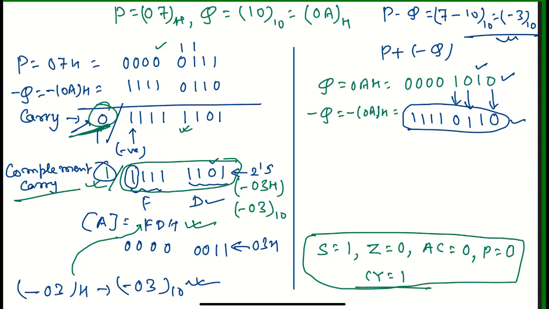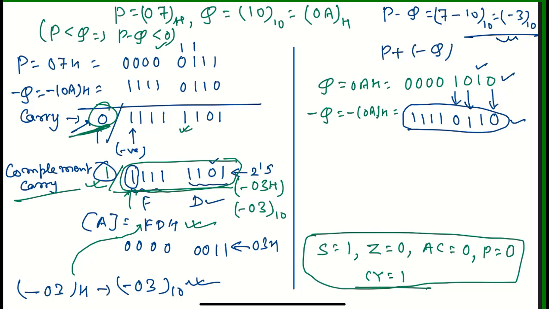So I hope you understand how to perform subtraction by using the 2's complement method. In this case we saw that P is lesser than Q, so P minus Q is lesser than 0. It means the result is negative. That is verified with the MSB bit being 1, and the same effect is shown on the carry also. So this is the representation of minus 03 as the subtraction result, in decimal or hexadecimal.